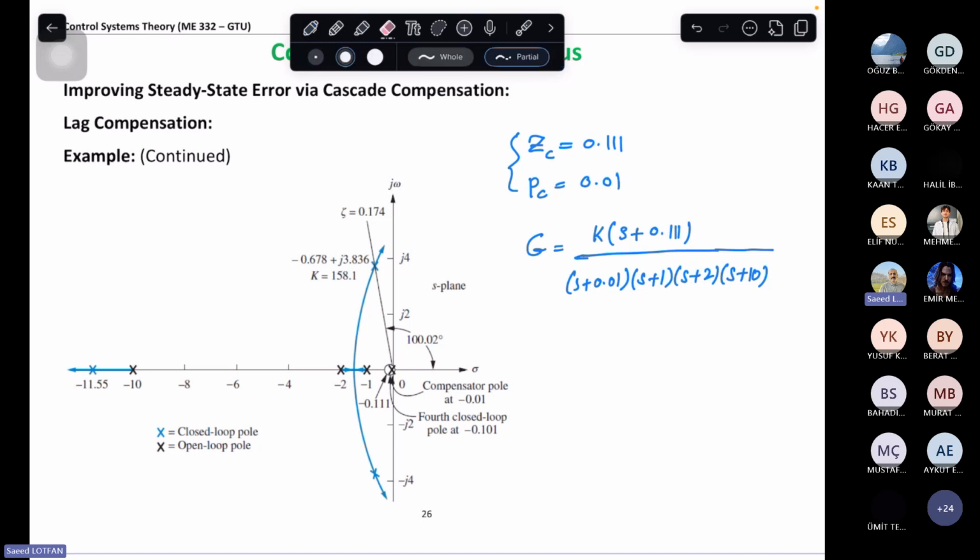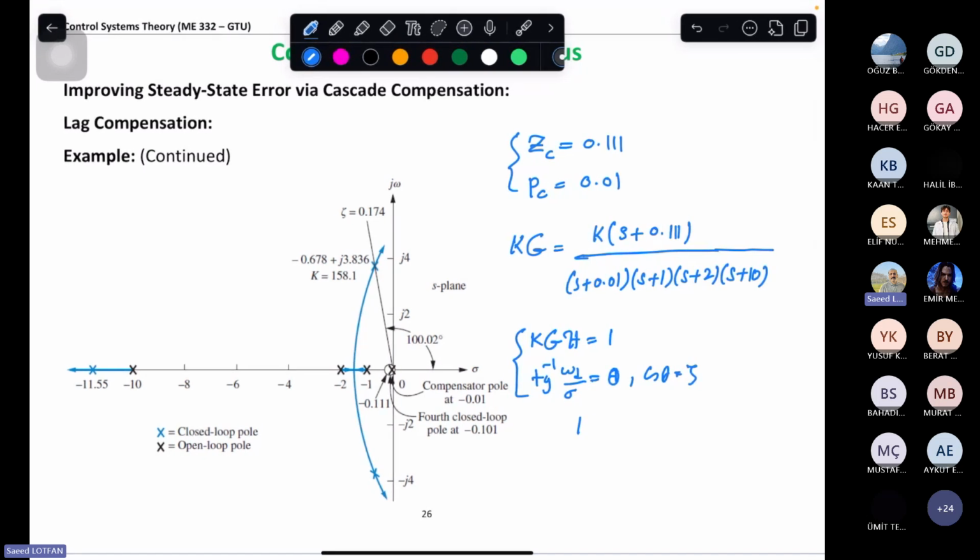Again, for this system, I have to start with K, so let's say Kg is this, and Kgh is equal to 1. I can find that tangent inverse of omega d over sigma is theta, in which cosine of theta is zeta. So from here, it says that K is 1581, omega d is 3.836, and sigma is 0.678. Okay.